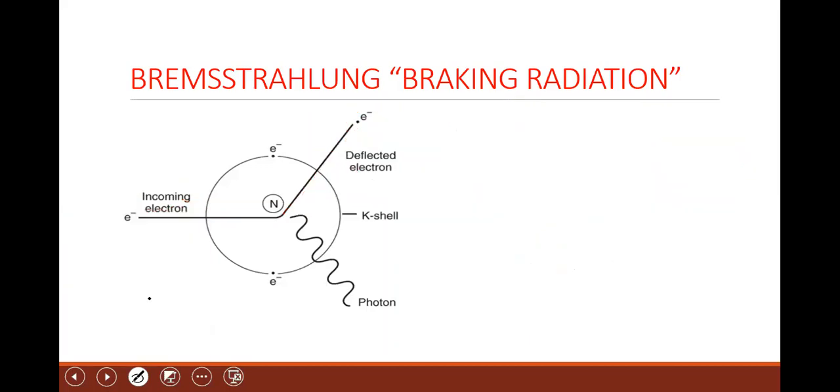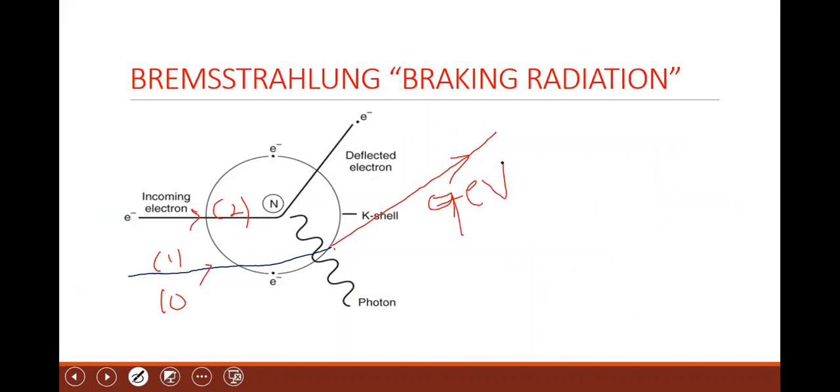Here, some electron travels like this and is then deflected like this. What is the difference here? This path, track 1, is away from the center of the nucleus. It is outside. But track 2 is very close. Here, if it is 10 electron volt and the final is 1, the loss is 9 electron volt. That means 10 minus 9 equals 1 electron volt is the energy of this. That's why in a continuous spectrum, X-rays of all energies are possible.